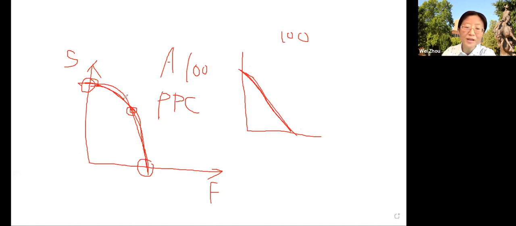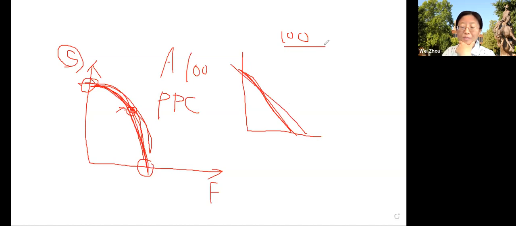But for the PPC, we said it's bowed outward because not all the people are good at producing shelter or food. So in that case, if you force the people who know how to produce shelter to produce food, your opportunity cost will increase. But the bowed curve is hard to analyze. So in this PPC curve, assume that the 100 people are both good at producing vegetable and good at producing beef. So it's a straight line.